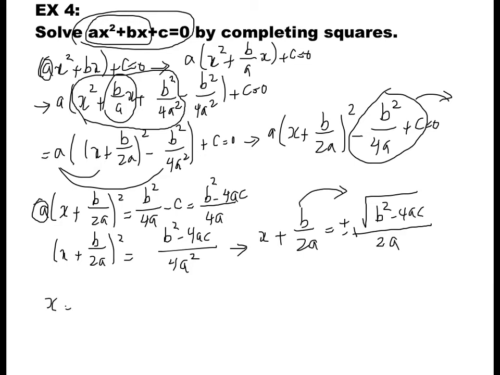It becomes x is, the common factor is 2a, and then I get negative b because of this, plus or minus square root of b squared minus 4ac. Now this one is going to give us two solutions: negative b plus square root of b squared minus 4ac over 2a, or negative b minus square root of b squared minus 4ac over 2a.